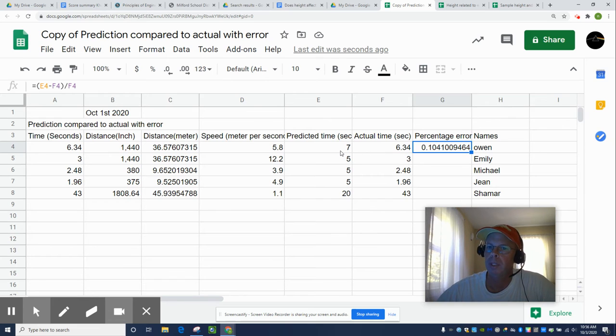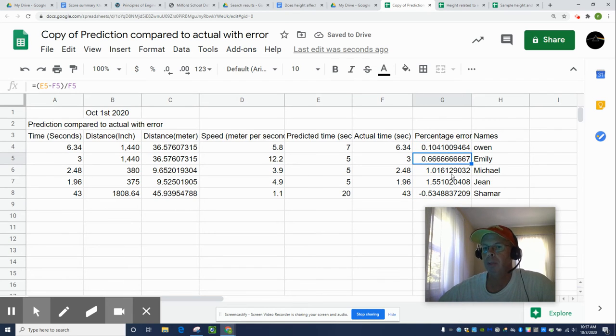Let's see, Owen predicted he was going to run 1,440 inches in 6.3 seconds. And, excuse me, the prediction was 7 seconds. The actual time was 6.34 seconds. So pretty close. His prediction was only 10% above the actual value. Oh, of course, we grabbed the autofill handle, grab in the lower right corner, fill it down.